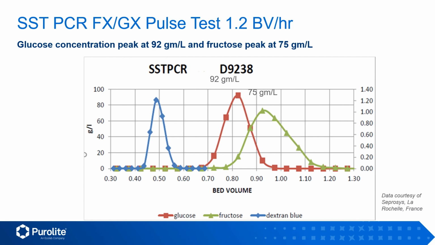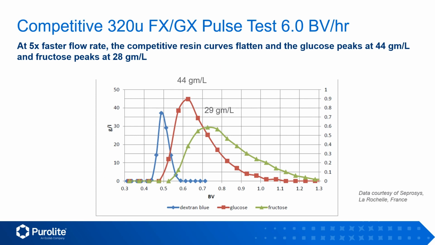The next pulse test used one of the SST-PCR samples at the same velocity. The SST-PCR glucose curve peaked at 92 grams per liter, while the fructose curve peaked at 75 grams per liter. The next set of pulse tests were done at 5 times the velocity to more closely represent the velocity in a commercial separator. At higher velocity, the curves flatten. The competitive glucose curve now peaked at 44 grams per liter, and the fructose curve peaked at 29 grams per liter.